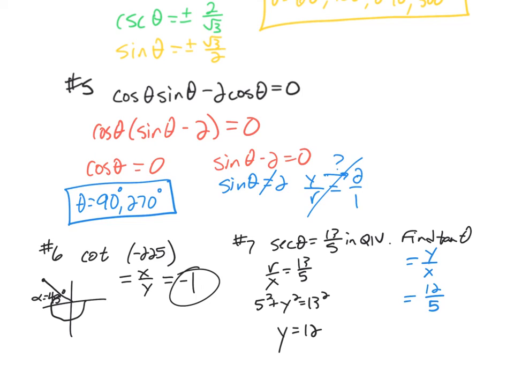We need to recognize the quadrant. We're in quadrant 4. Quadrant 4 has a negative value for y. So this would be negative 12 over 5. Don't forget that negative sign, right? If we're in quadrant 4, this point out here, okay, that has an x value of 5 and a y value of negative 12. All right, so that's where that quadrant part comes in necessary.